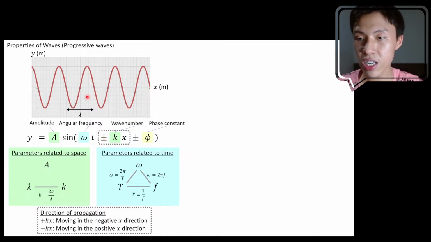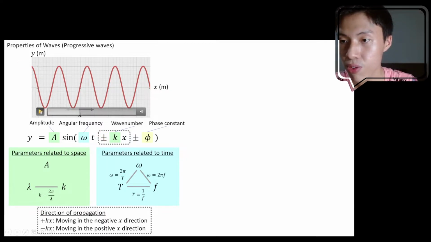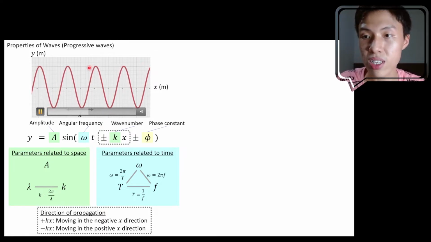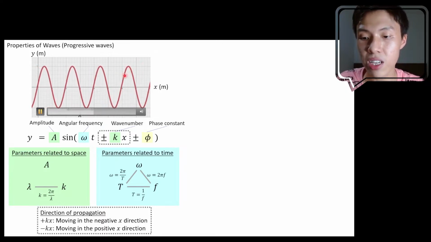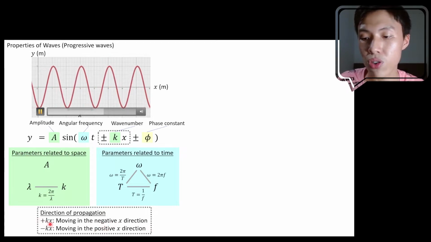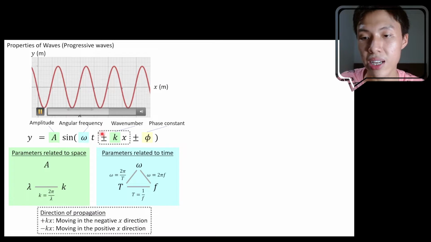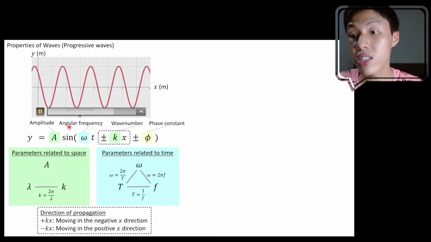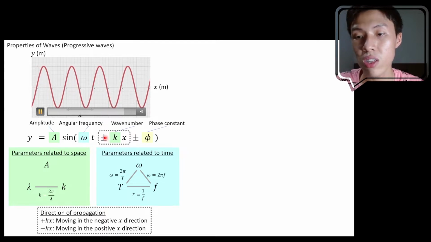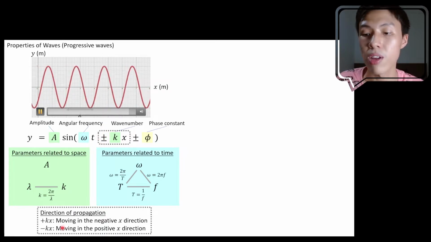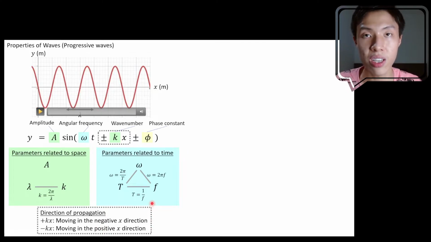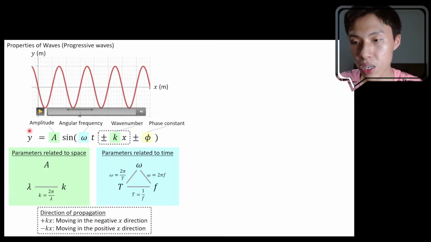In this case, if we focus on this graph over here, this graph is moving to the right. You can see this graph is progressing to the right, which is the positive x direction. Therefore, you should expect your equation to have a negative sign over here. This is a general equation, but for this specific situation you have to change this to a negative, because your graph is moving towards the right, which is the positive direction.